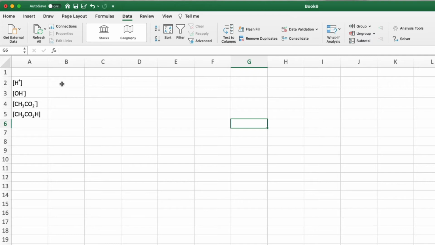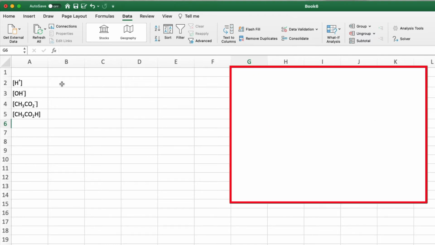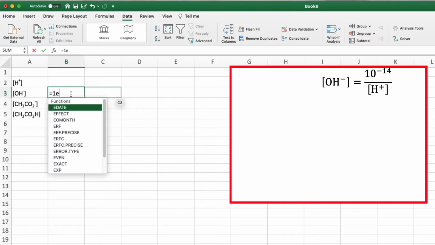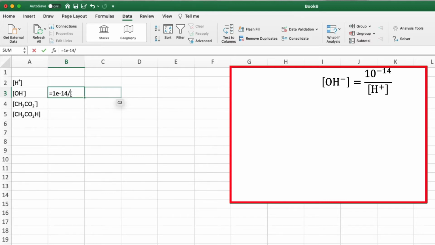So the first thing I'm going to do is look for the easiest one to solve for, which is OH minus. That's equal to 10 to the minus 14th divided by H plus. And so I will just go ahead and put that right in here. You can put that easily into Excel as 1e-14 divided by H plus, which is going to be this cell.